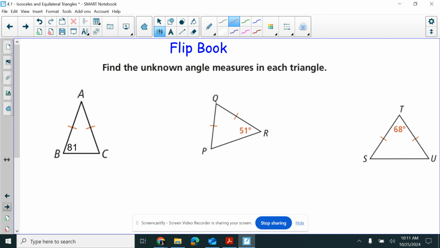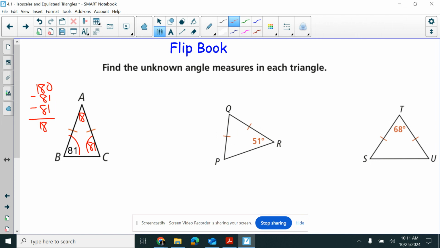Again, if I have an isosceles triangle, the two angles that are across from those two congruent sides are going to be congruent. So these two angles will both be 81. Then using what I know about triangles, all three angles have to add up to 180. So if I did 180 minus 81 minus 81, you would get 18. So the third angle would have to be 18. This one is similar, where you know that this angle would also be 51. Those are going to be congruent. So then you can solve for angle Q.